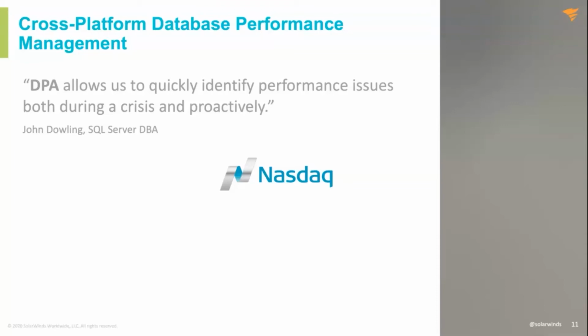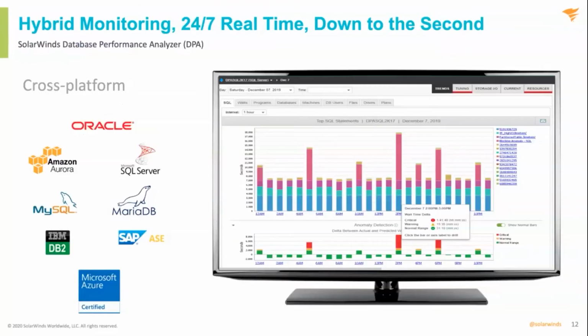So let's go into a quick overview of DPA, and then I can go into the demo. DPA, again, integrates as Jared showed into Orion. It's a cross-platform solution, so we provide key functionality like the machine learning anomaly detection across all the various flavor database platforms that are out there. 24/7 down to the second data collection. We keep down to the second granularity for 30 days, which is pretty incredible.